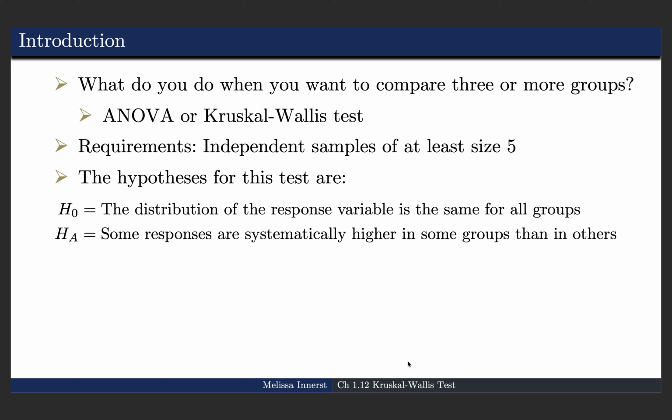Again, this is really weird when you compare it to the ANOVA, because the ANOVA hypothesis was that all of the group means are equal. But now we've got this weird wording, that the distribution of the response variable is the same for all groups, and then some of the responses are systematically higher than in others, which is essentially what we were saying in the ANOVA, but it's different because we're not involving parameters here.